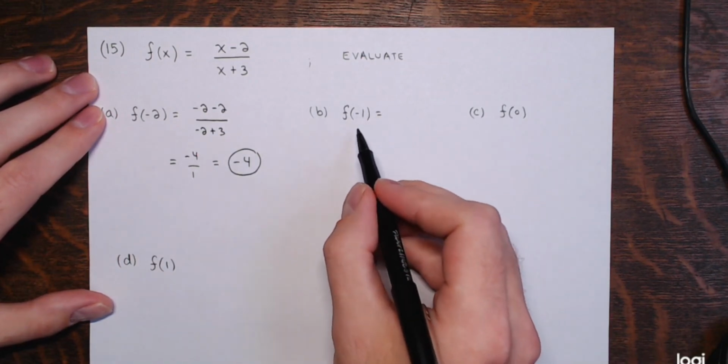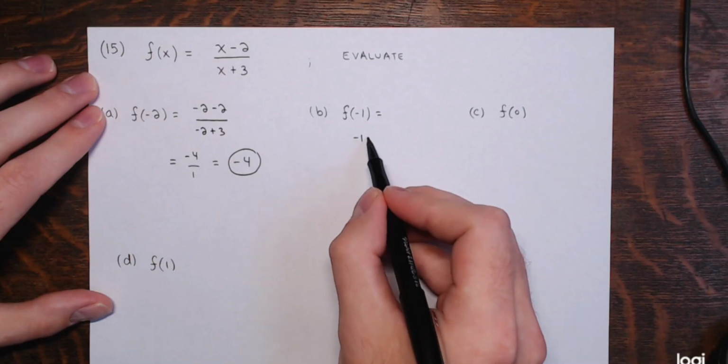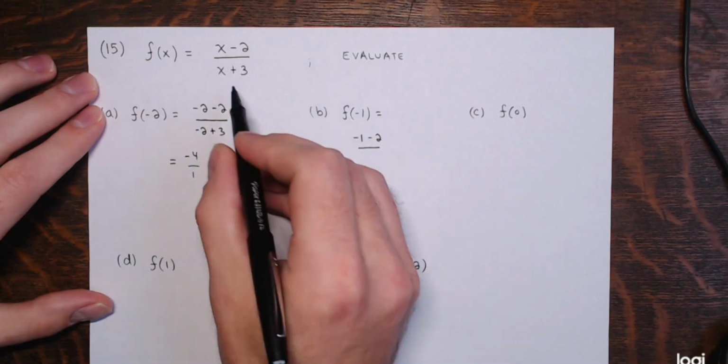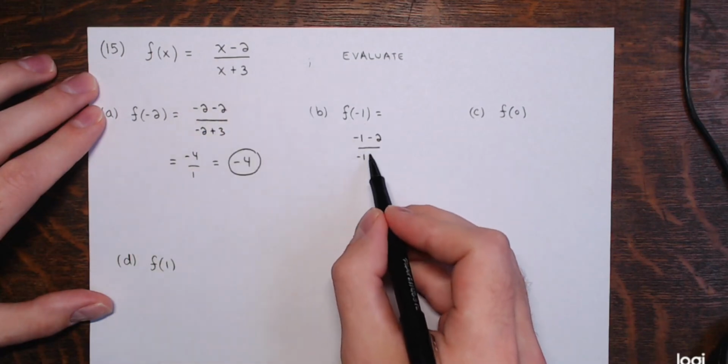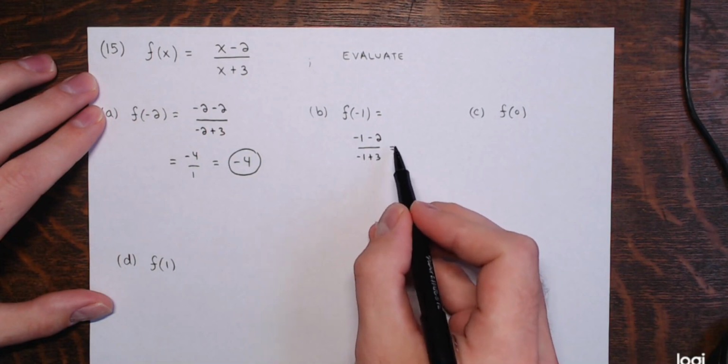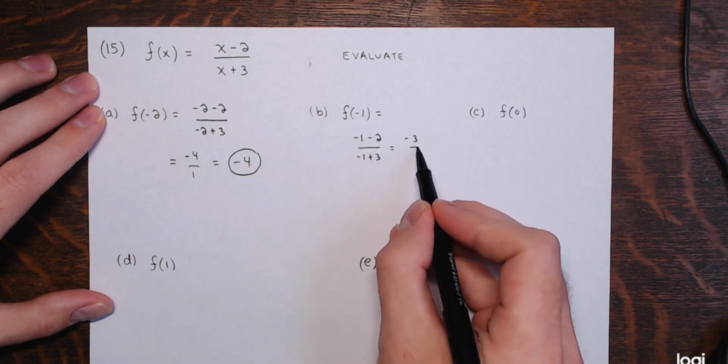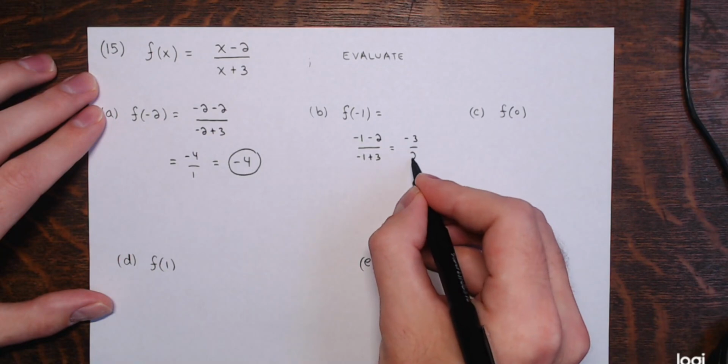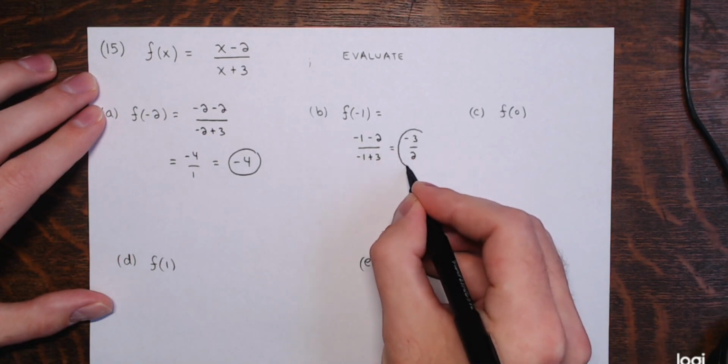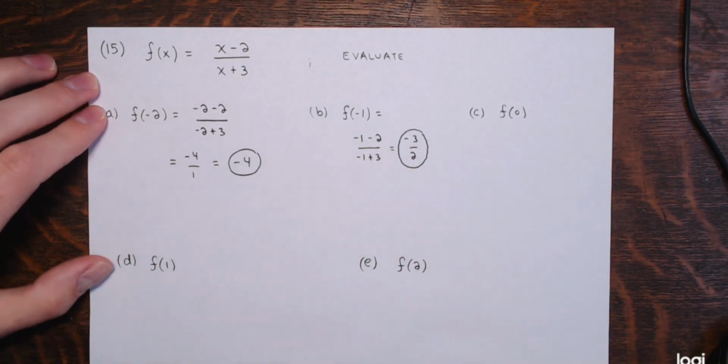F of -1, numerator would be -1 minus 2. Denominator, -1 plus 3. So the numerator would be -3. The denominator would be +2, and that doesn't simplify, right? -3 halves, -1.5. Great.